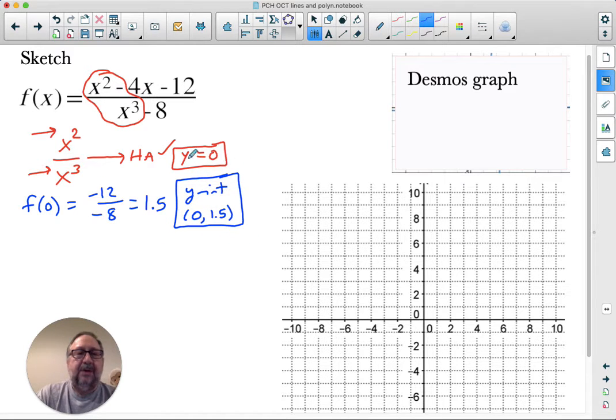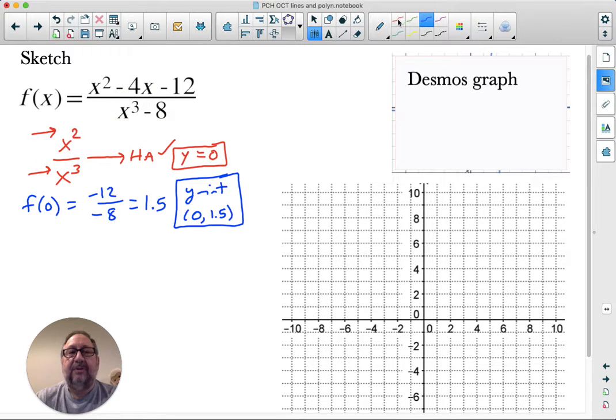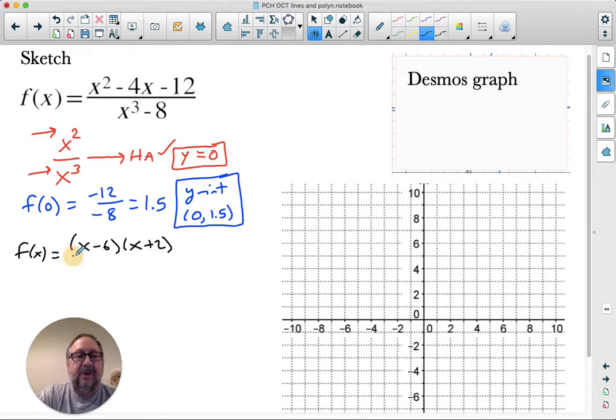Now, the other two items that we're going to need to get are going to have to come from the factored form. So we're going to come back to the original equation, get rid of this extra little clutter, and see if we can do a little bit of factoring. The numerator does factor pretty easily. We know the factoring up here. This is x minus 6 and x plus 2. That gets us our negative 12 and our minus 4x.